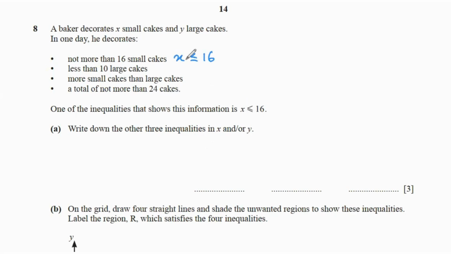So less than 10 large cakes is going to be y is less than 10. More small cakes than large cakes will be x is greater than y. A total of not more than 24 cakes is going to be x plus y is less than or equal to 24. These are your inequalities.